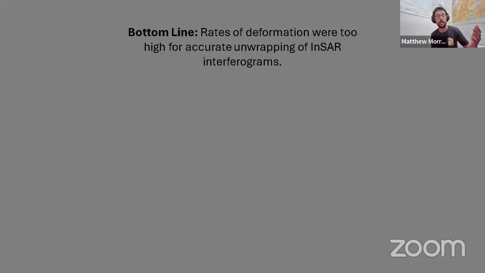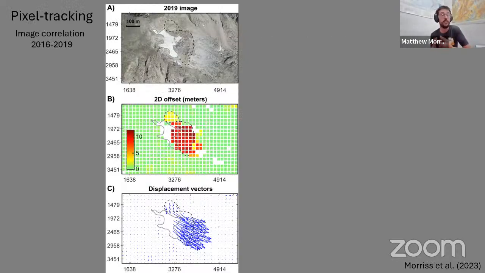Because of this, we ended up opting for a different method. We first have really good Google Earth imagery across the landslide for several years. Jeff Moore actually extracted Google Earth images from 2016 to 2019 and was able to find a really good image correlation.